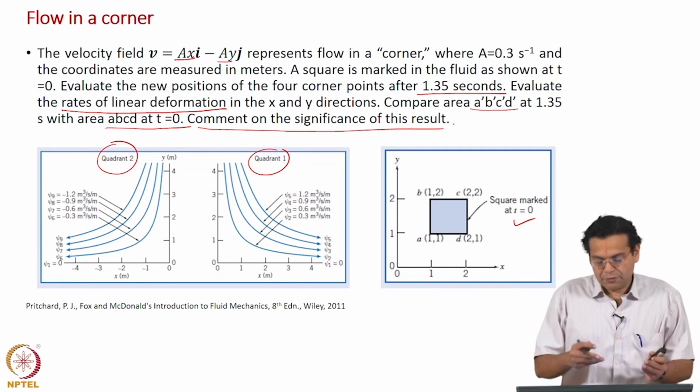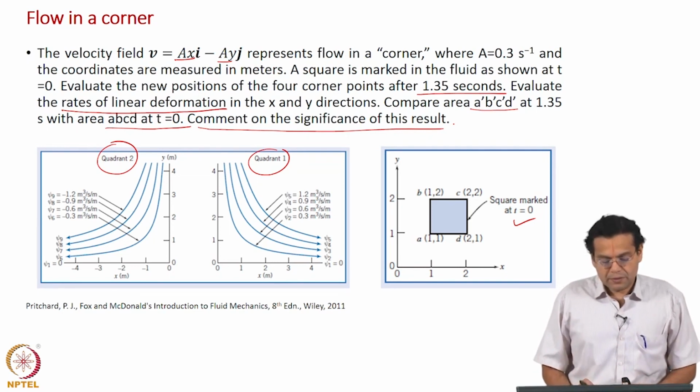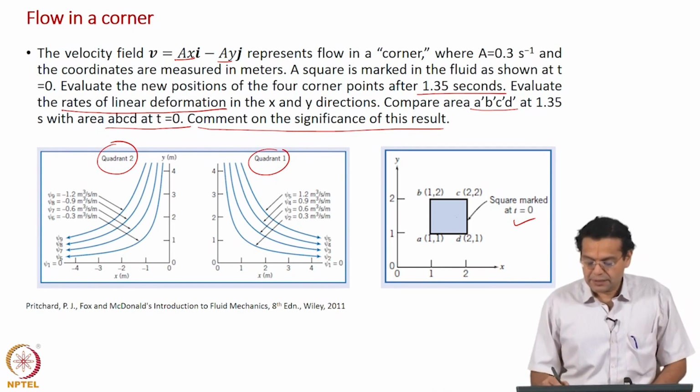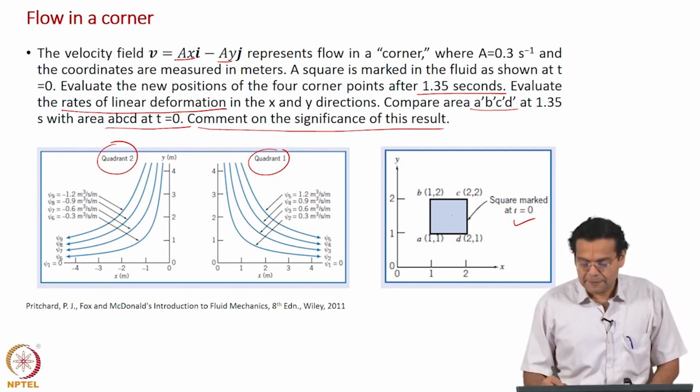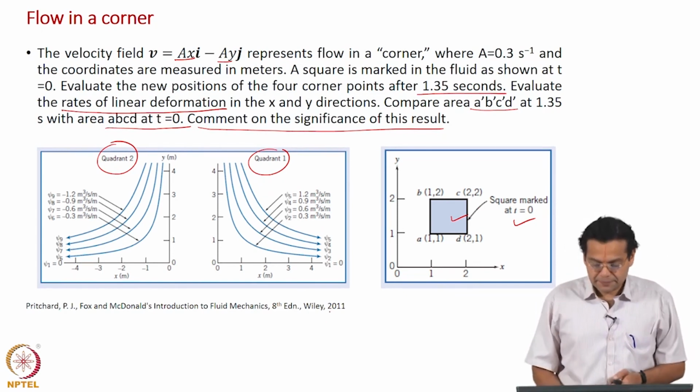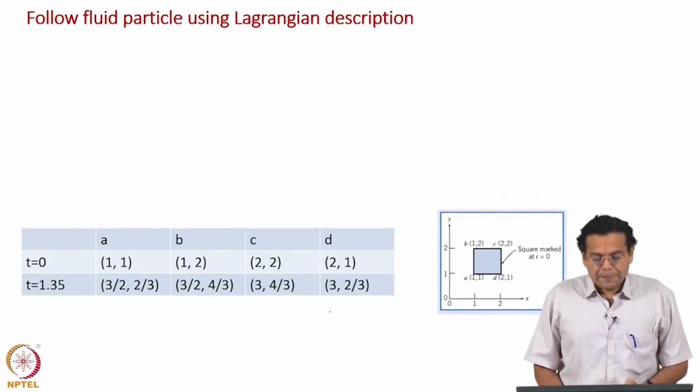So, we have flow over a corner and in this region, let us say we have marked this square region with some red color dye and we are tracking that. Now, how are we going to track that?